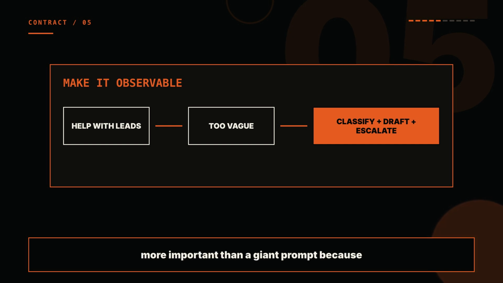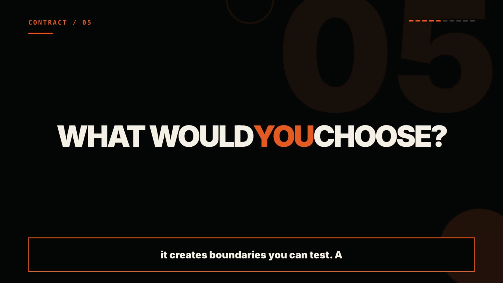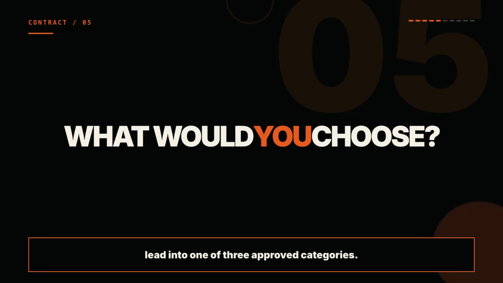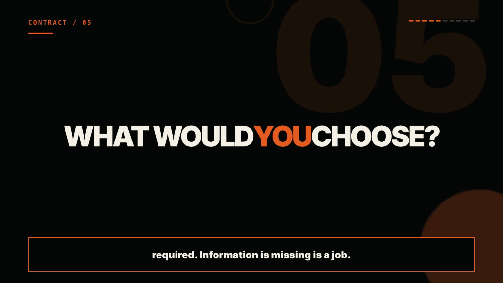This contract is more important than a giant prompt because it creates boundaries you can test. A useful contract is observable. Help with leads is not a job. Classify each new lead into one of three approved categories, prepare a draft assignment, and escalate when required.